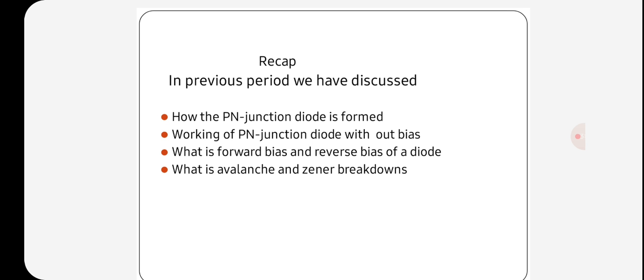The circuit symbol of a PN junction is shown in the figure. The arrowhead indicates the direction of conventional current. A PN junction diode has forward bias and reverse bias.